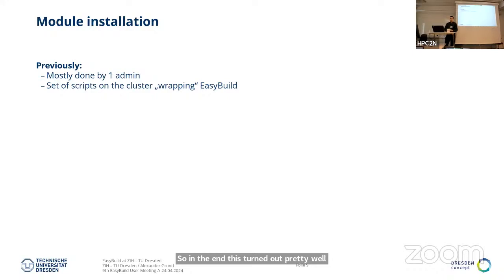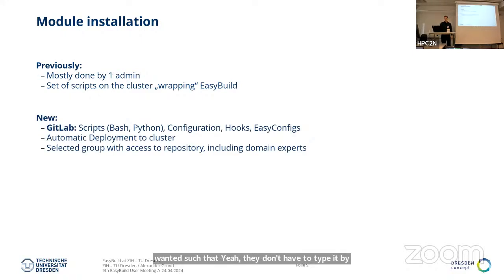For installing modules, a long time ago, it was done by one admin, basically by hand, with a set of scripts which wrapped EasyBuild to set all the options that we wanted, such that they don't have to type it by hand every time. But now we switched to GitLab and integration there.